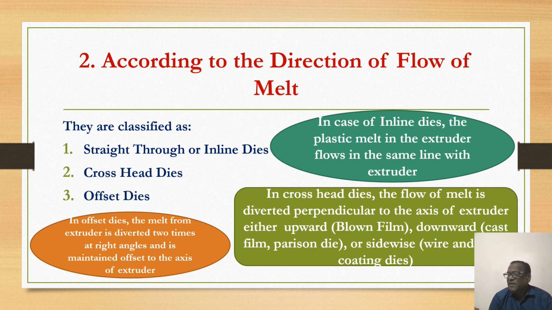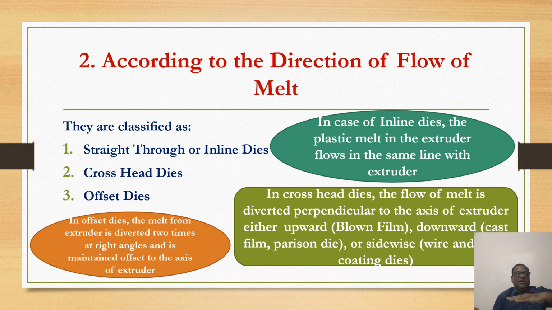The third one is offset die. Offset die, what will happen? There is a little variation compared to cross-head die. In case of cross-head die, the melt will be diverted perpendicular only once, but in case of offset die, the melt will be diverted 2 times. So in offset dies, the melt from the extruder is diverted 2 times at right angles and is maintained offset to the axis of the extruder. That means there will be some distance.